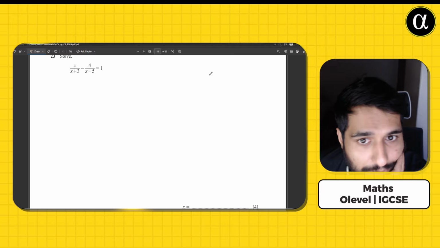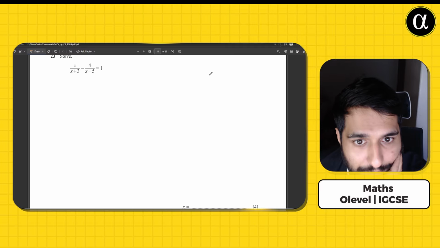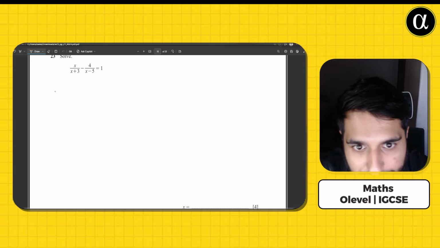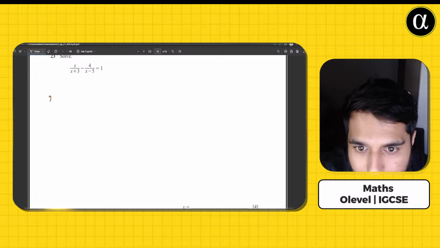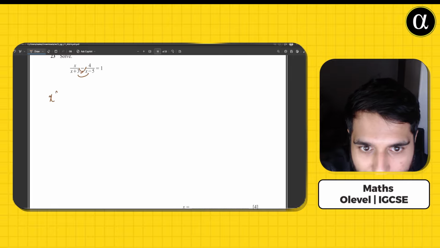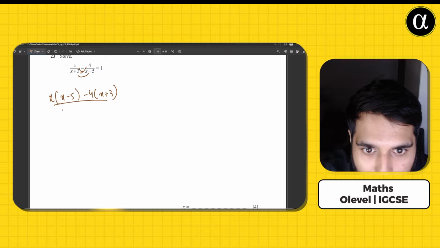Question number 23. Question 23 states that we need to solve x over (x plus 3) minus 4 over (x minus 5) equals 1. How do you solve this? We just simply cross multiply this together. So it's going to be x times (x minus 5) minus 4 times (x plus 3) over (x plus 3)(x minus 5) is equal to 1.